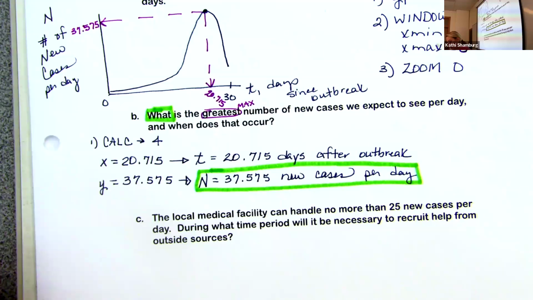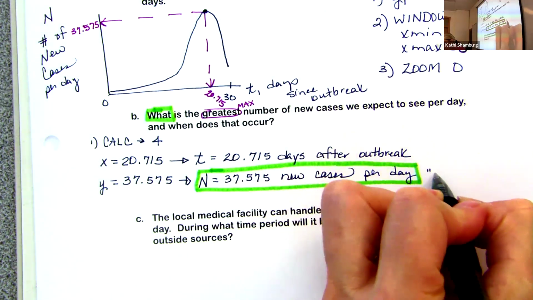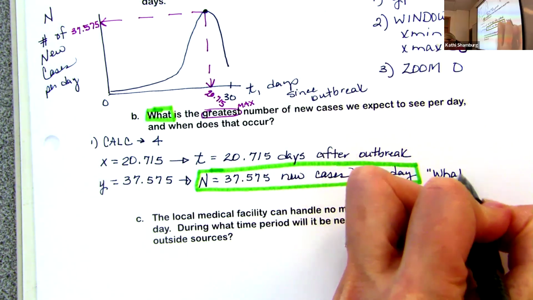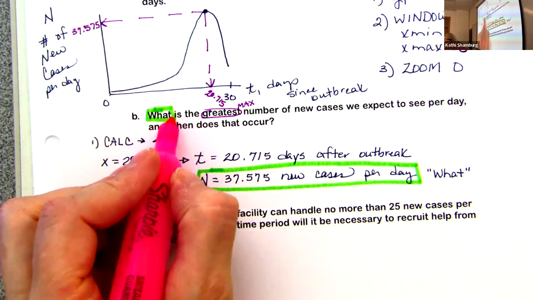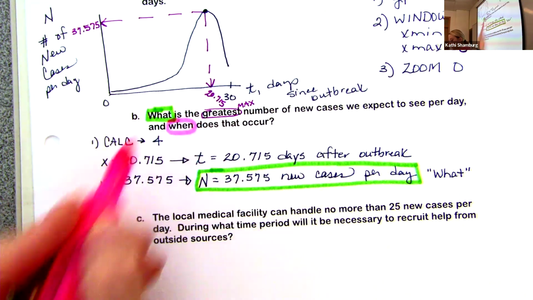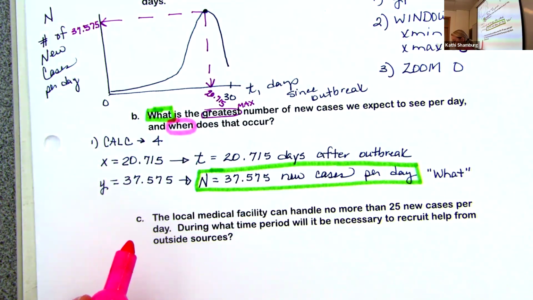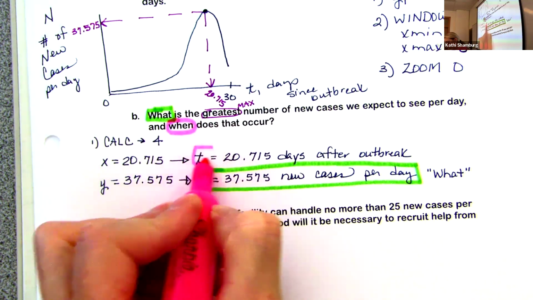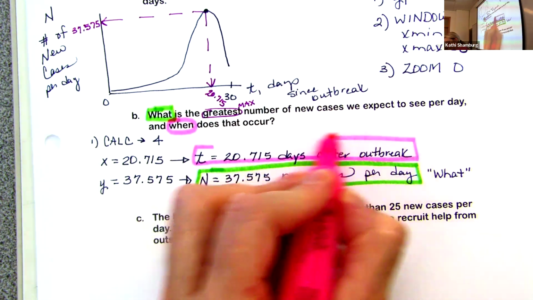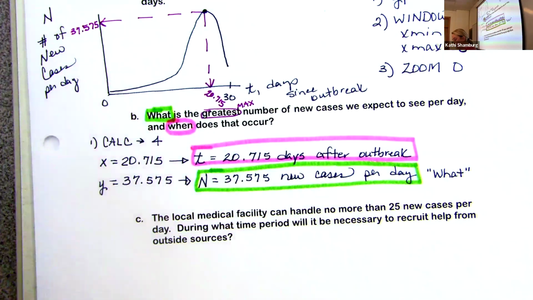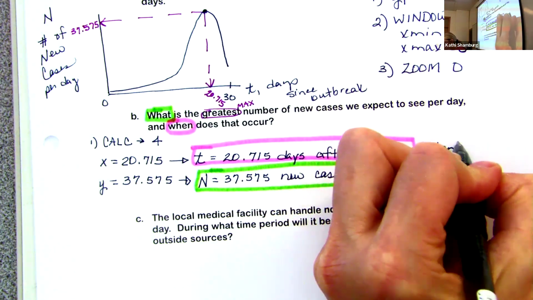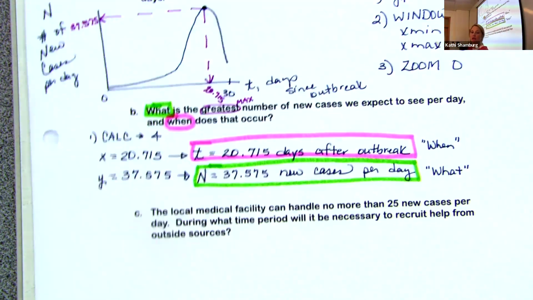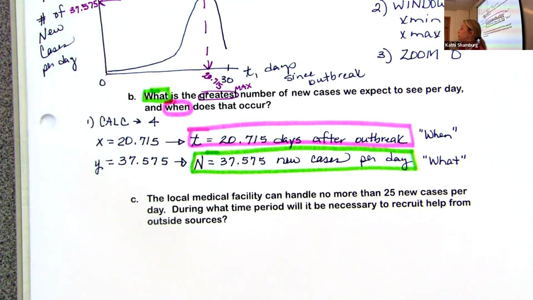The function typically goes with the word what? Then it says, when does this occur? Your variable is typically when. So this particular question asked for both of those.